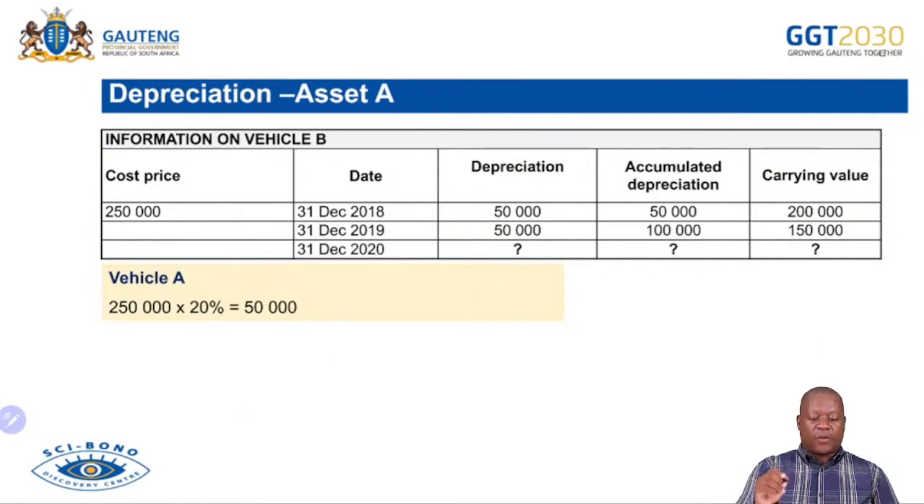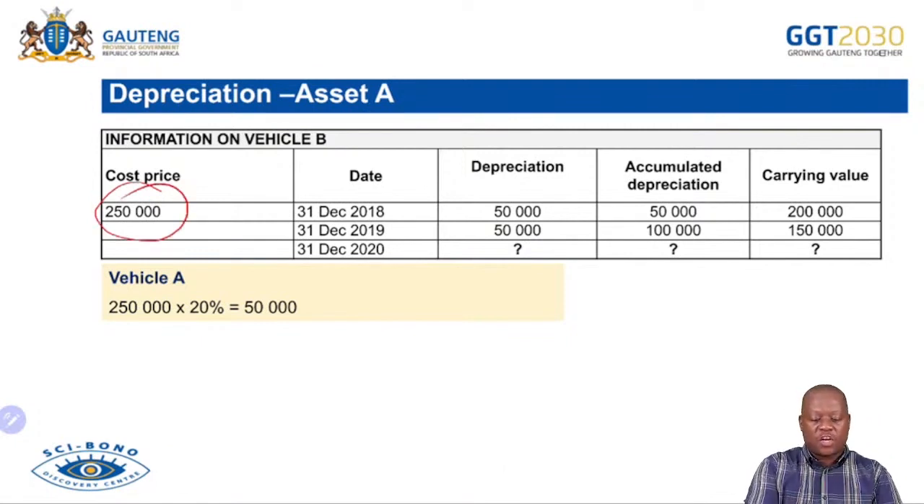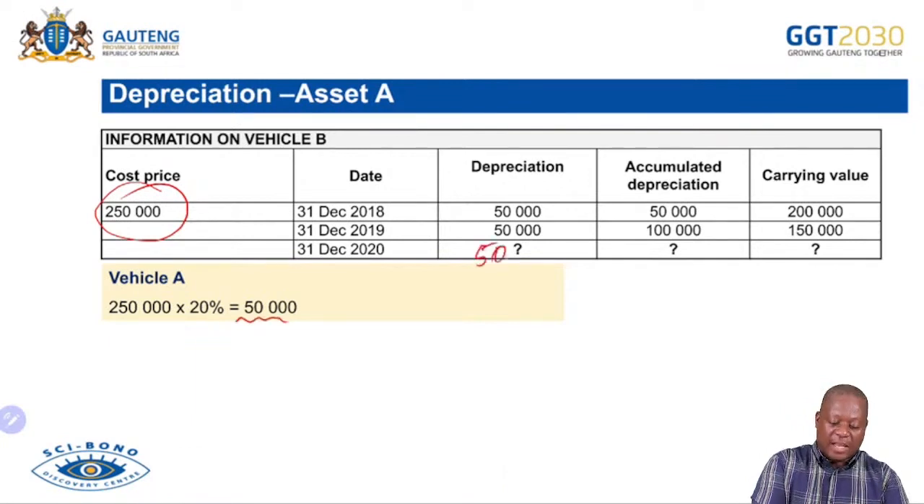Now let's check if we can calculate the next figures. Now it says here, calculation for depreciation for this vehicle B. It's going to be the cost 250,000 multiplied by 20% per annum. And remember, so it is going to give us 50,000. So it means the first question mark is replaced by 50,000.